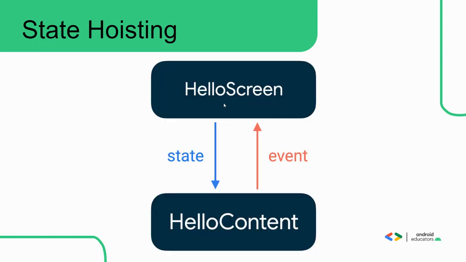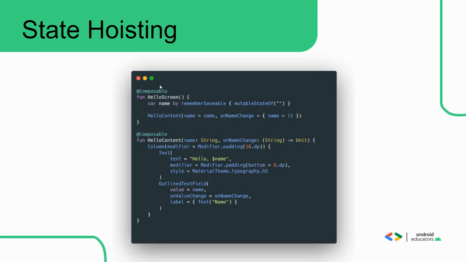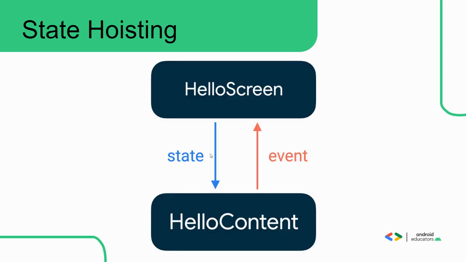You can see the hello screen is basically the top composable function, and hello content is below it. So it's sending the state and it is getting the event. The event is an on click listener, on value change, or maybe on text watch or something. So the lower, or child, is sending the event and the parent is sending the state so that it gets updated. So this is what the stateful and stateless UI composable is.